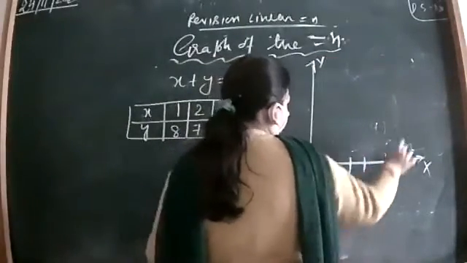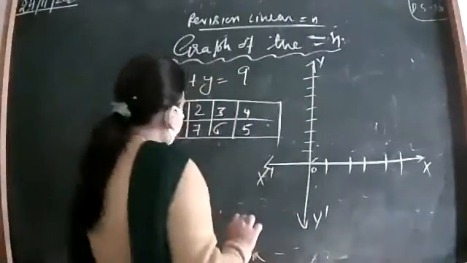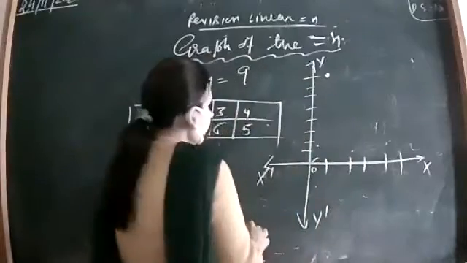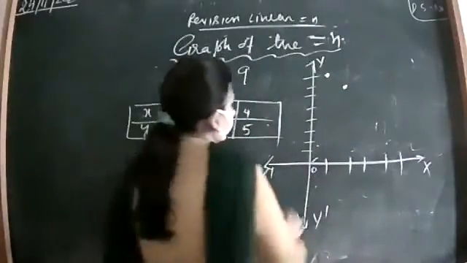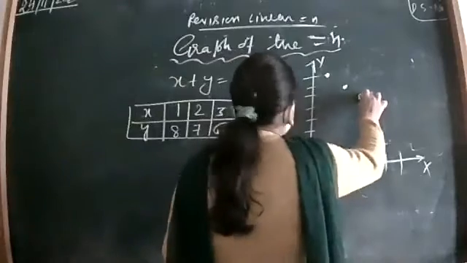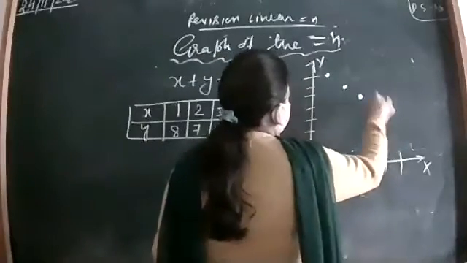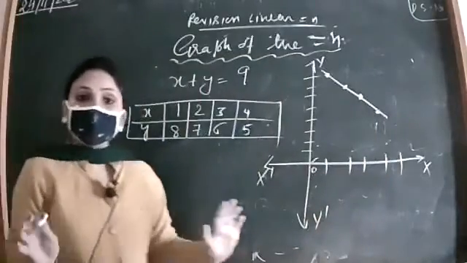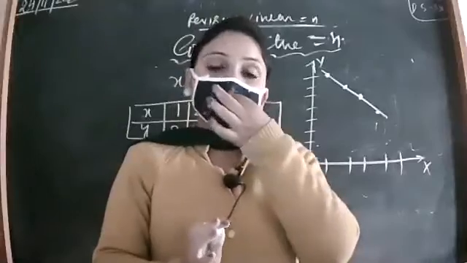1, 2, 3, 4, 5. 1, 2, 3, 4, 5, 6, 7, 8. So the first point is (1, 8). Second is (2, 7). Third is (3, 6). Then (4, 5). So this is a straight line. That means you will never get a curve when there is a linear equation in two variables. We will always get a straight line.